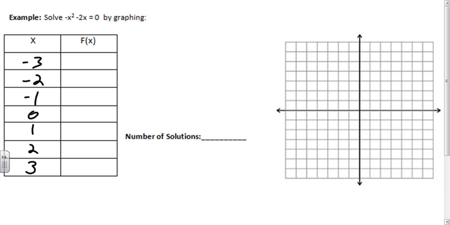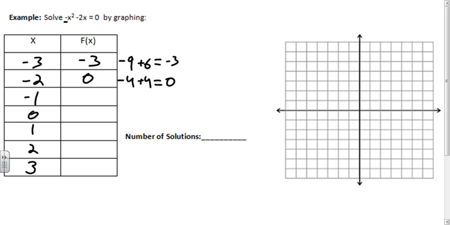-3 squared is 9, and we want the opposite of that, because we have the negative out front. So we have -9. -3 times -2 is a 6. So -9 plus 6 is -3. Similarly here, -2 squared is 4, but we want the opposite of it because of that negative out front. -2 times -2 is 4, so we get 0. So it looks like there's one of our zeros already.